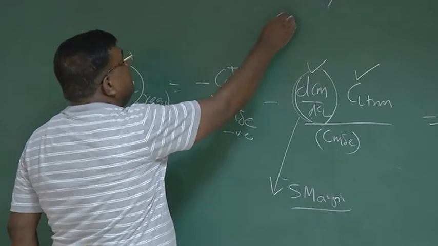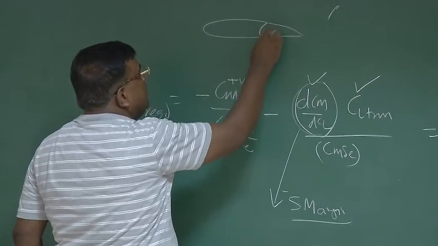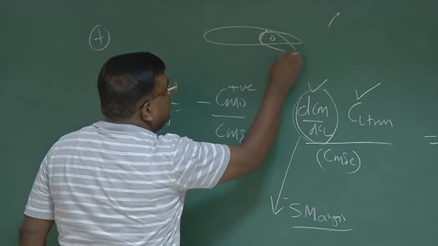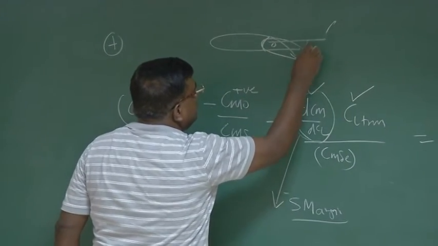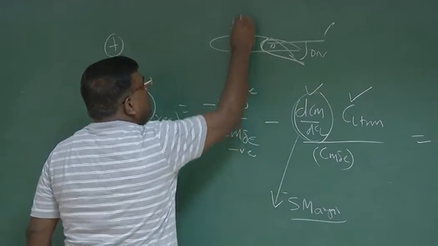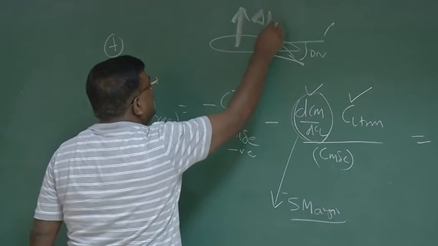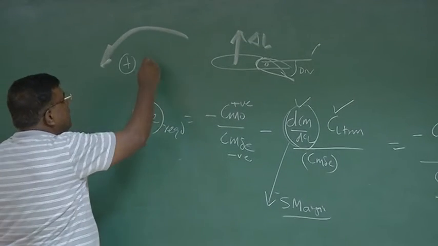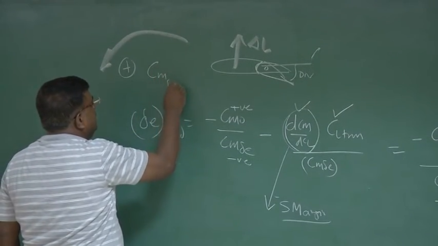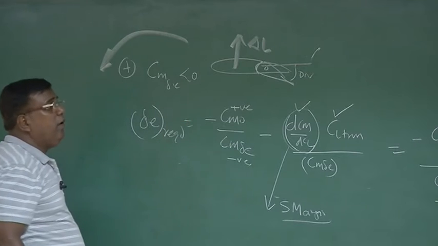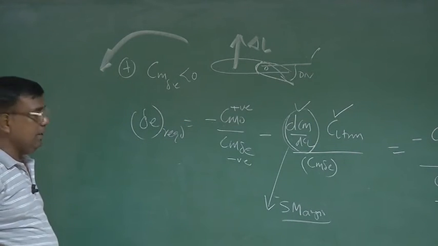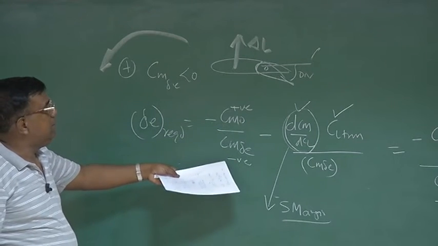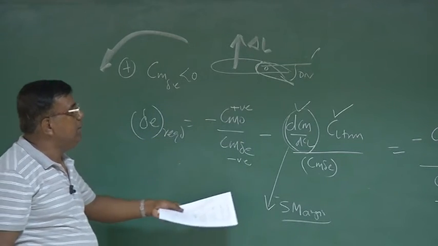You know, if this is the tail, this is the elevator, CG is somewhere here, and delta E positive we have defined as down. If you check the note, this delta down will give additional lift here, which will give nose down moment about CG. So we say Cm delta E is less than 0. It is negative. For a positive delta E, there is a negative Cm. Okay? So this is negative, this is positive. So the whole term is positive.